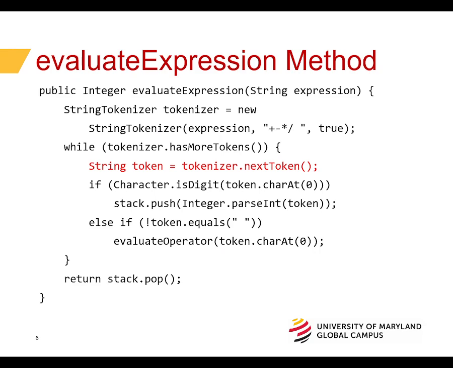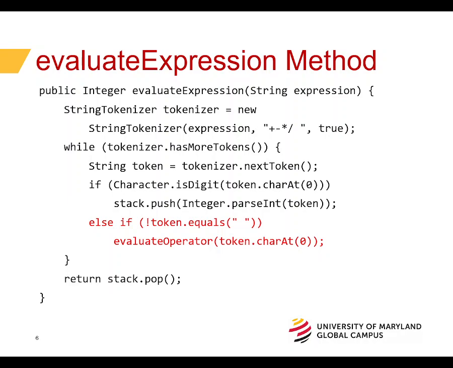We get the next token. If the first character is a digit, we assume it's an operand, so we convert it to an int and push it onto the stack. Note here that we are relying on Java's autoboxing feature to convert that primitive int to an Integer object. Because we will also get spaces back as tokens, we must check that this token is not a space.